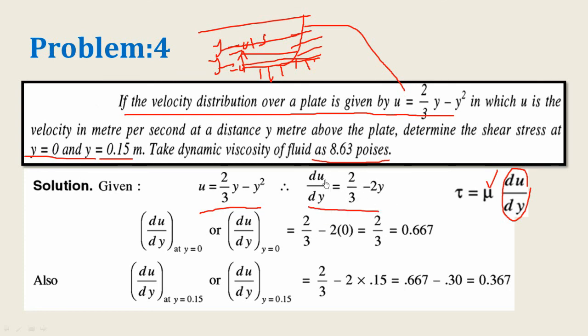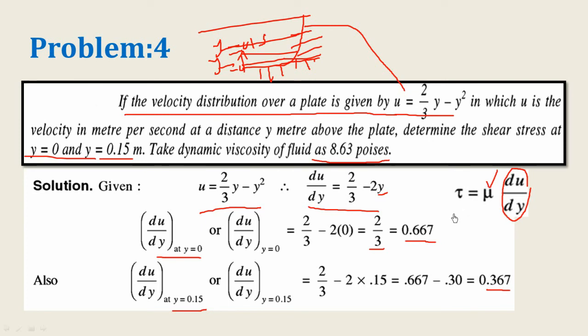Now we need to calculate du by dy at y equal to 0. Substituting y equal to 0 in this expression, we get 2/3 minus 2 into 0, which is 0, so we come up with 2/3, that is 0.667. Similarly, we calculate du by dy at y equal to 0.15. Substituting y as 0.15, we get the value 0.367. So this is how we calculate the du by dy value.